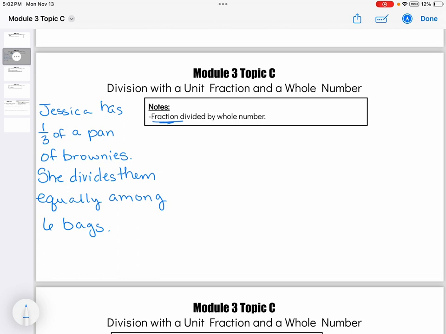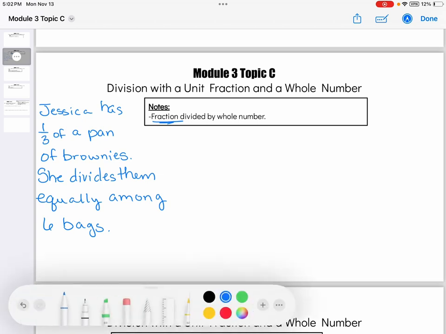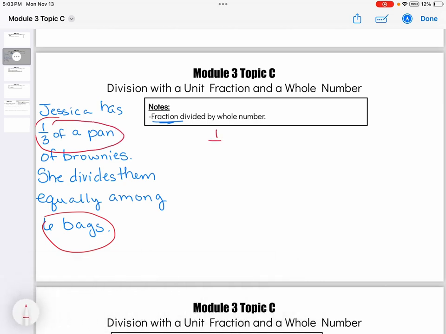So, we tell students often, you have to be able to pick out what the dividend is. What are we breaking up? So in this case, we're breaking up the pan of brownies, the 1/3 of a pan of brownies. We're not breaking up the 6 bags, we're breaking up this third of a pan. So my expression is going to be 1/3 divided by 6. So we're trying to determine how much is in each bag.